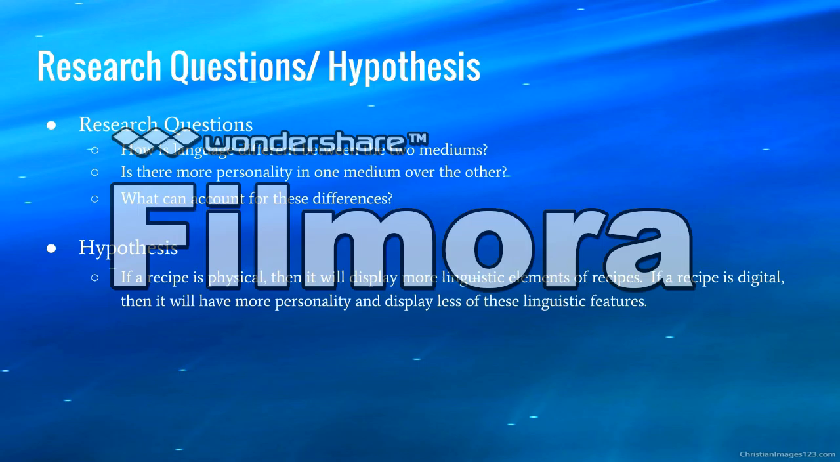We also wanted to look at what could account for these differences. So what could be the reason why one has more personality than the other? Or what could account for one medium having specific linguistic features that the other one doesn't? That brings us to our hypothesis. Our hypothesis is, if a recipe is physical, then it will display more linguistic elements of recipes. If a recipe is digital, then it will have more personality and display less of these linguistic features.